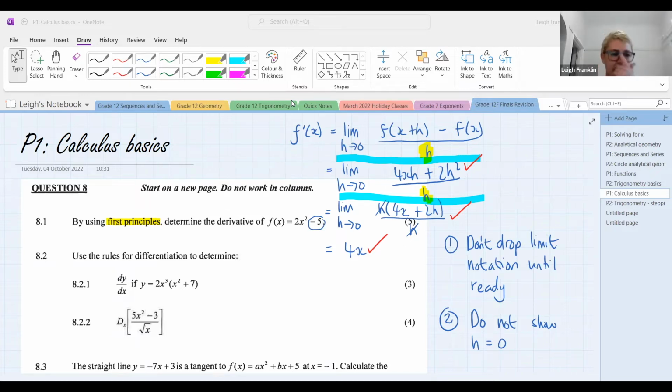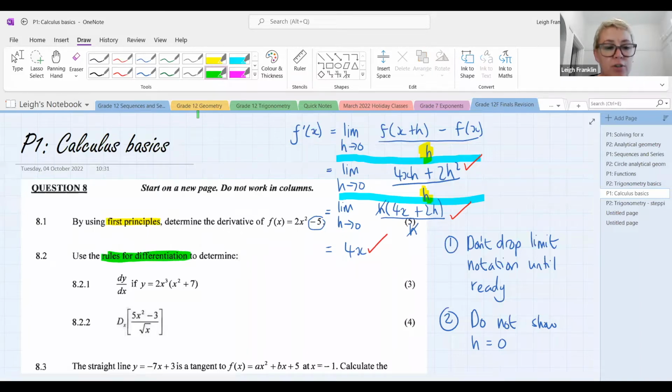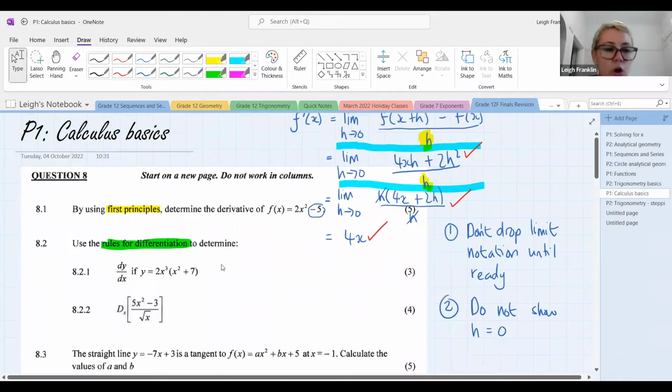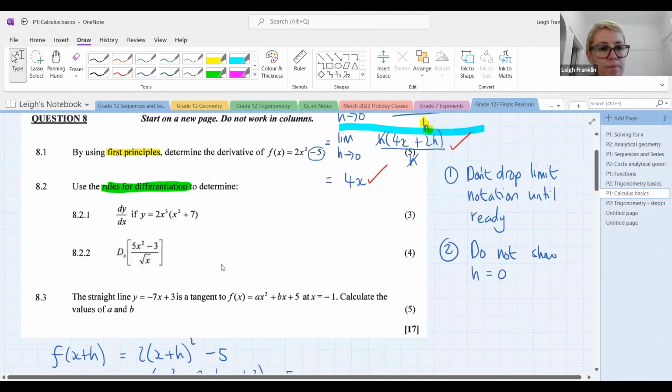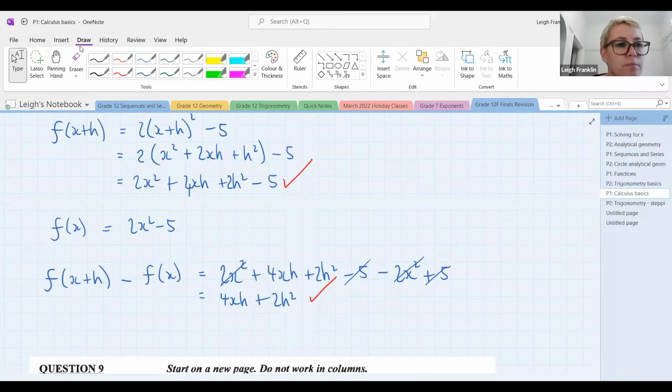Okay, so now when they say to us, use the rules for differentiation, they're telling us we are not supposed to be using first principles anymore. They now want us to use the rules for differentiation. So before we continue, my question to you is, what are the rules for differentiation? What rules for differentiation do you know?